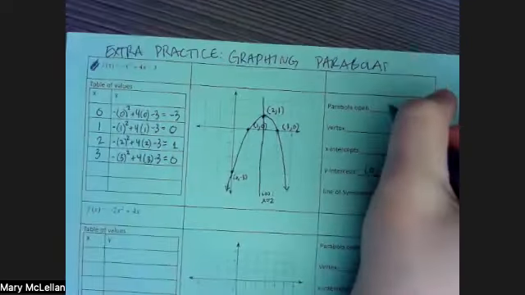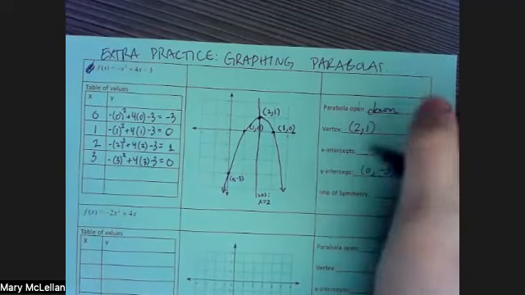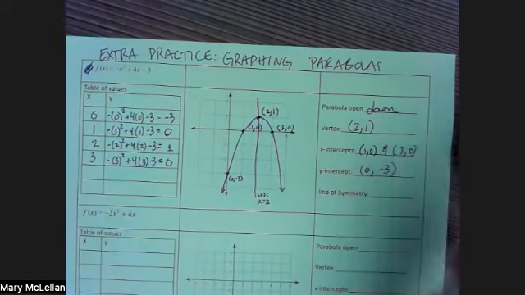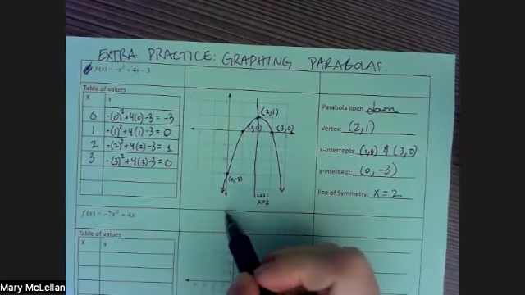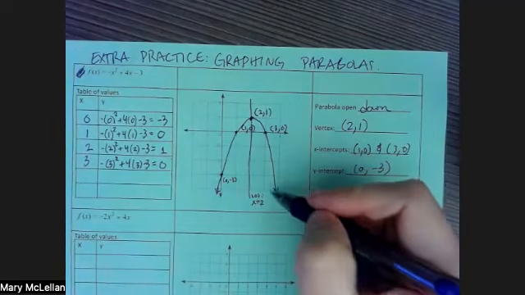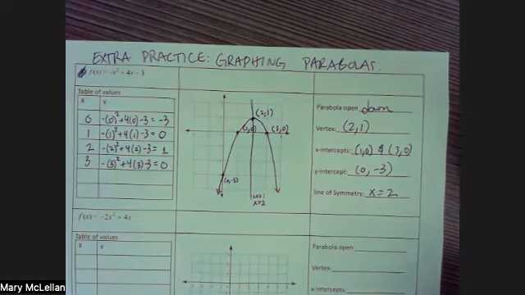And this parabola opens down. Its vertex is 2, 1. Its x-intercepts are 1, 0, and 3, 0. And the line of symmetry is x equals 2. Notice I have my classic shape. I have a U shape. It's symmetric across the line of symmetry, and it's opening down. It doesn't always have to open down.